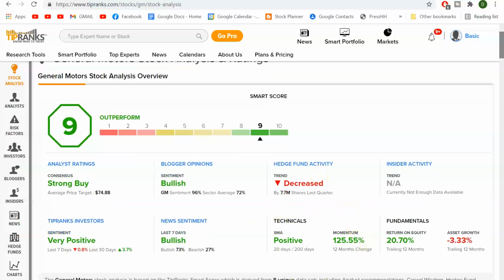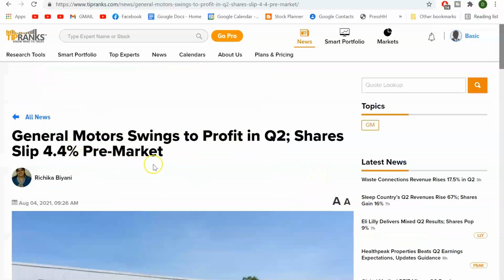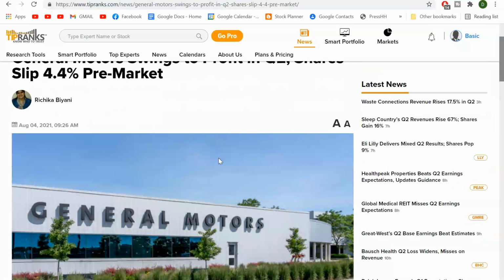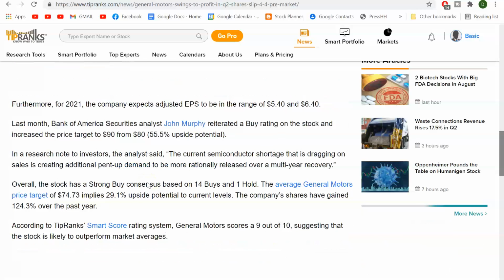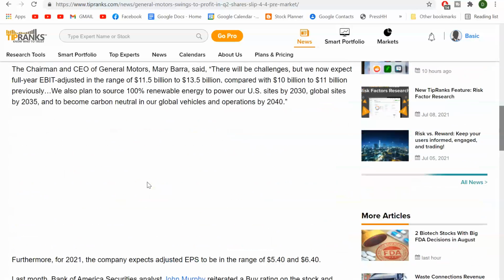Everything else looks nice. This article is a TipRanks article, and it says that General Motors was profitable, yet it still dropped. It beat its earnings per share. It sold 1.76 million vehicles worldwide. So this earnings report wasn't all that bad.